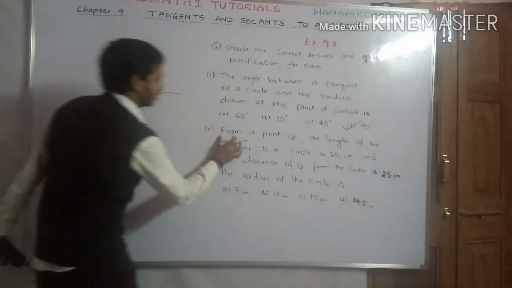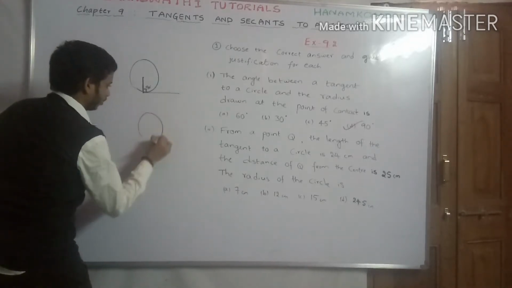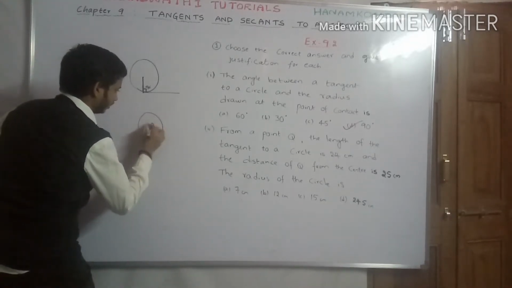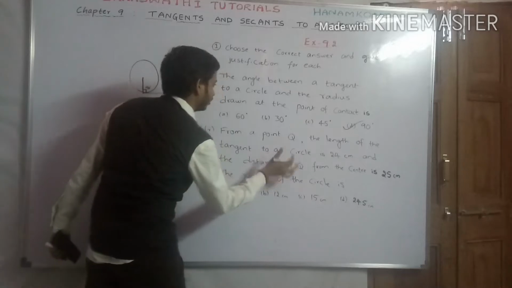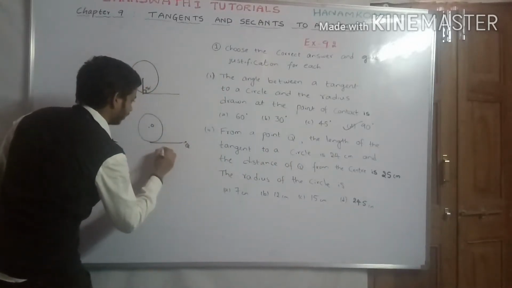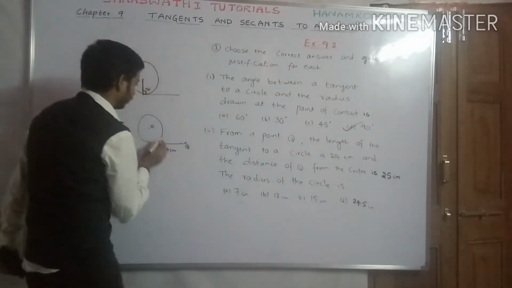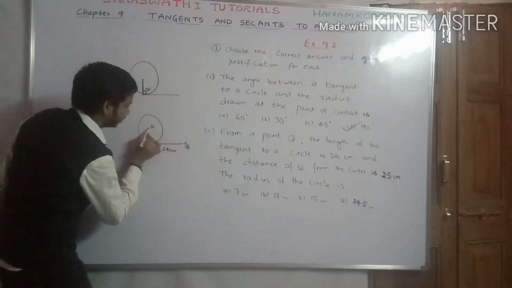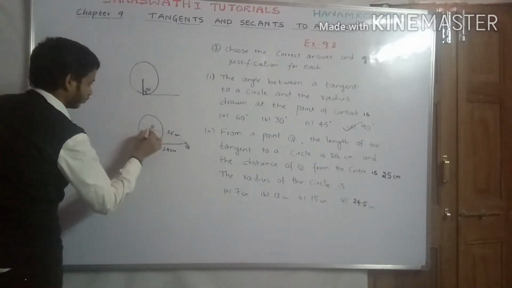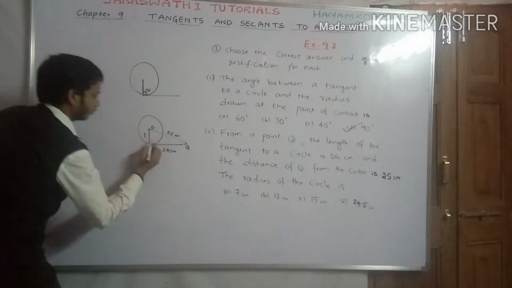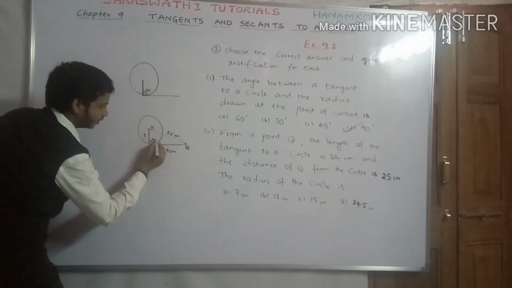The next question is: from a point Q, the length of a tangent to a circle is 24 centimeters. Draw a circle with its center O. From the point Q, the length of the tangent is 24 centimeters, and the distance of Q from the center is 25 centimeters. Find the radius of the circle, that is, find OP. We know that the radius drawn to the point of contact is perpendicular to the tangent, so the angle is 90 degrees.